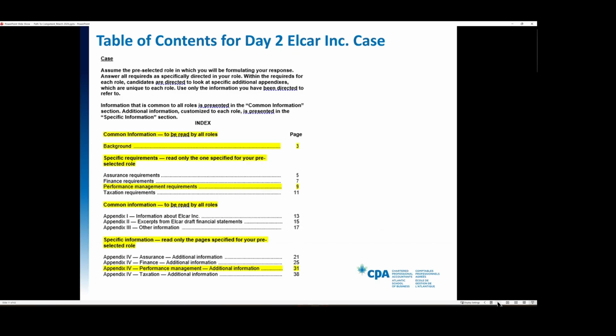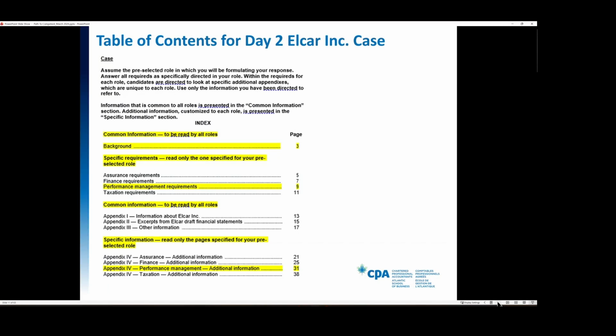So when it comes to day 2, everybody writes the same case. This case can be over 50, 60 pages long. So I wanted to show you the table of contents because there is information here that's not relevant to you. You'll notice I've highlighted in yellow the common information, and that should be read by all roles. So there's background information and there's common information from an appendices perspective. Then there is specific information for your role. So you want to make sure that you only focus on your role.